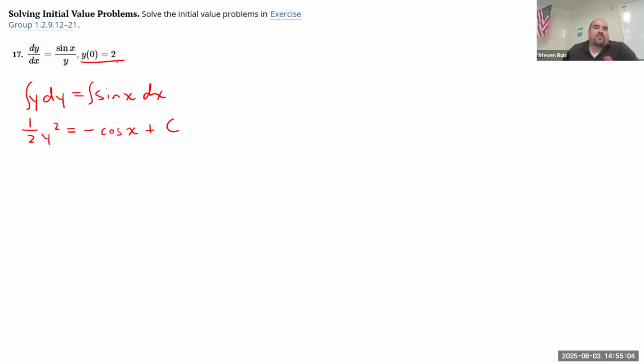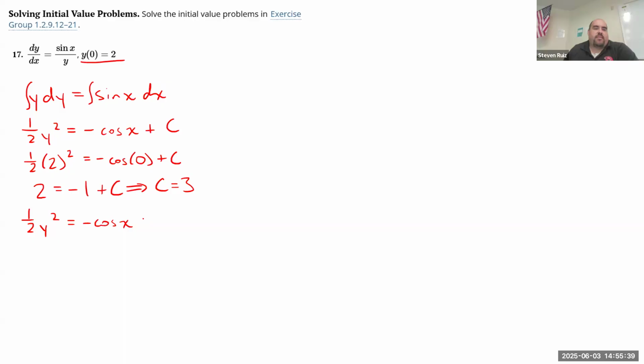So I know that y of 0 equals 2. So let me make the substitutions and make that evaluation. So 1/2 of 2 squared is equal to negative cosine of 0 plus c. So 1/2 of 4 is 2. Cosine of 0 is 1, so 2 equals negative 1 plus c, which means that c is 3. All right, so now I'll reinsert that. So I get 1/2 y squared equals negative cosine x plus 3.